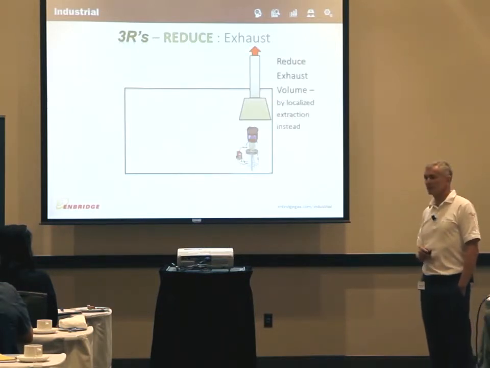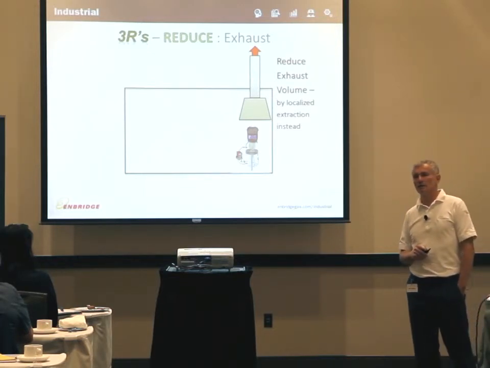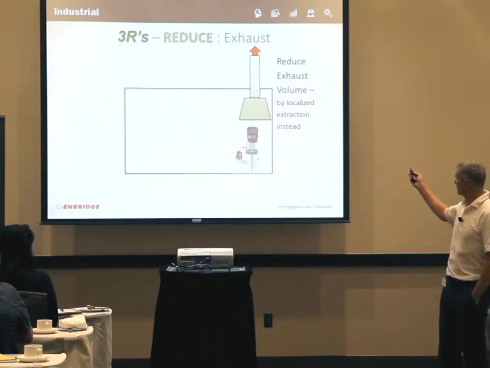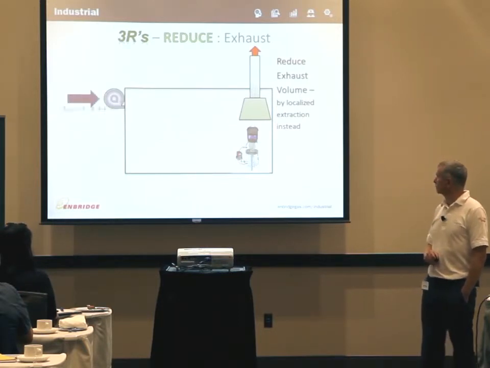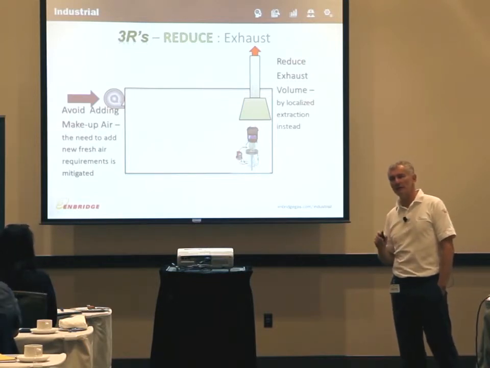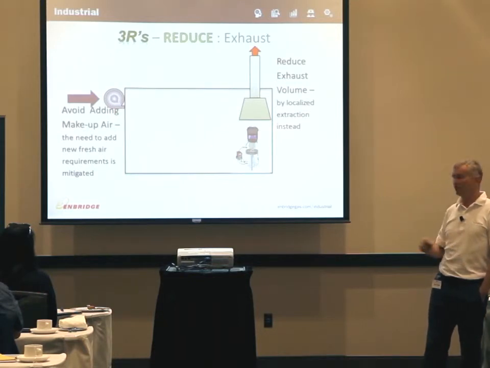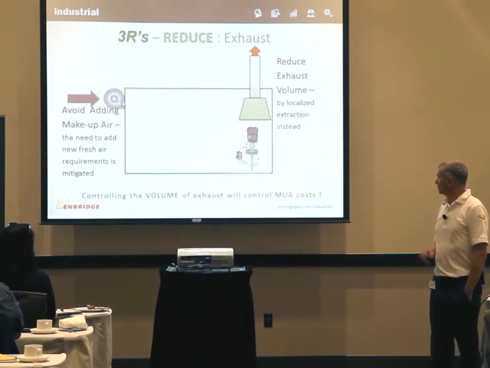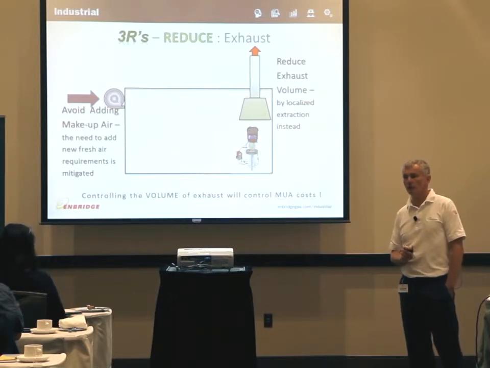How about if we put localized extraction instead? So instead of 10 5,000 CFM fans on the roof 200 feet away from the actual source of fumes, you put a localized hood at 3,000 CFM above the guy's head. Now you avoid putting in the additional makeup air. You're directly avoiding additional investment and cost of operation. $1,500 for every 1,000 CFM, remember. So controlling the volume of exhaust will control your makeup air costs directly. No question about that.